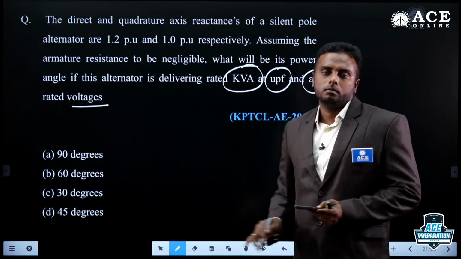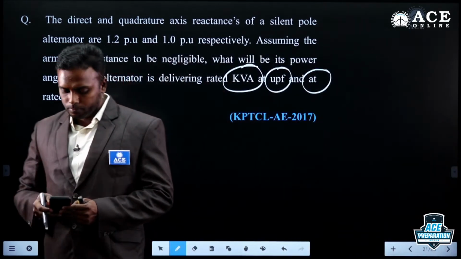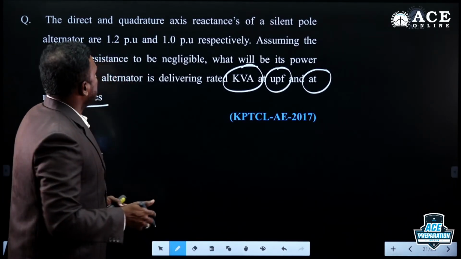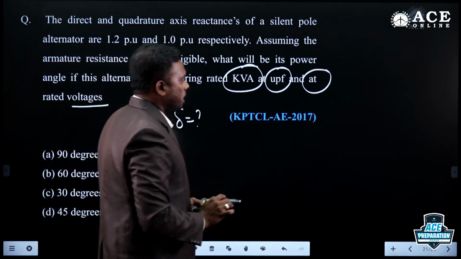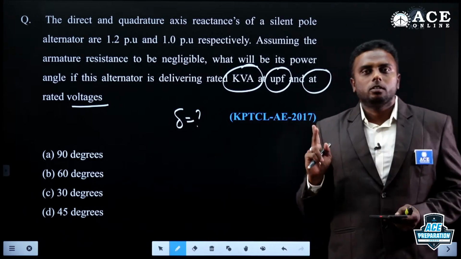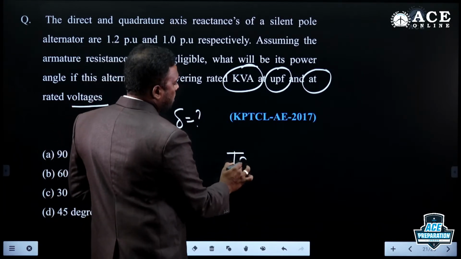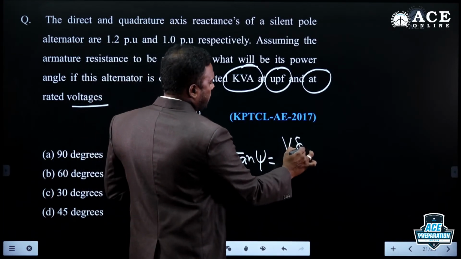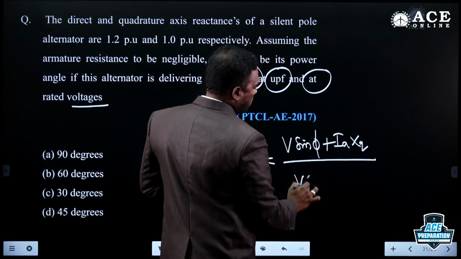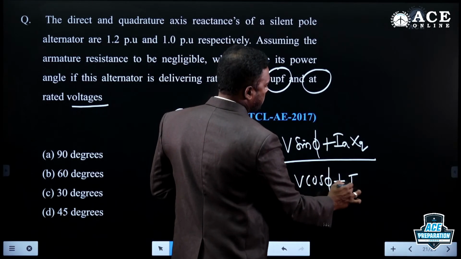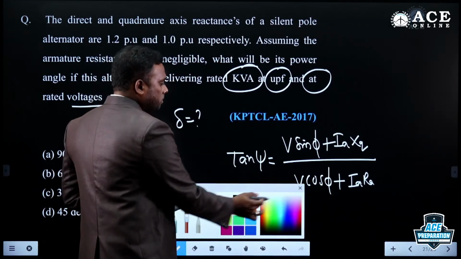Okay, this is a previous GATE question. The same question was given for KPTCL also previously. Answer this one. This is a salient pole alternator. We need to find the load angle, or power angle, delta. Here we need to use one formula. What is that? Tan psi in salient pole alternator. Tan psi equals V sin phi plus Ia XQ divided by V cos phi plus Ia Ra. Armature resistance is negligible here, given as 0.